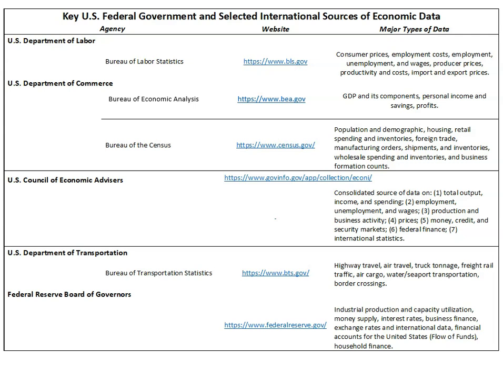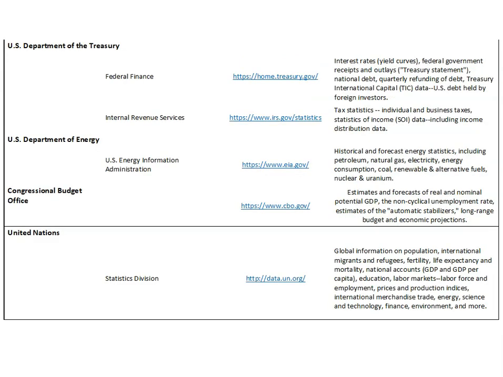Some sources of data are specific to the department, such as data from the Bureau of Transportation Statistics. Although we have discussed the Bureau of Labor Statistics, the federal government has 3 bureaus of statistics, found in the Departments of Labor, Transportation, and Justice. The Treasury Department is a key source of interest rate yield curves and federal finance data. Treasury also houses the Internal Revenue Service, which compiles the statistics on income data that provides insight into income distribution and tax burdens by taxpayers, both individuals and businesses.